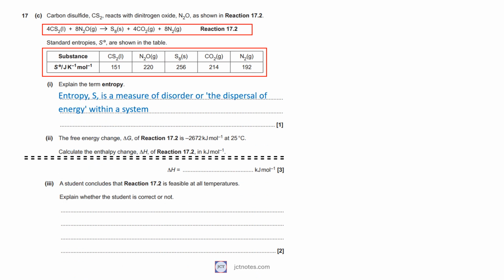In the second question, we are given the free energy change of the reaction at 25 degrees centigrade. We are asked to calculate the enthalpy. The enthalpy can be calculated by the relation that increase in free energy is equal to increase in enthalpy minus the product of the absolute temperature and the entropy. We have the free energy and the temperature.